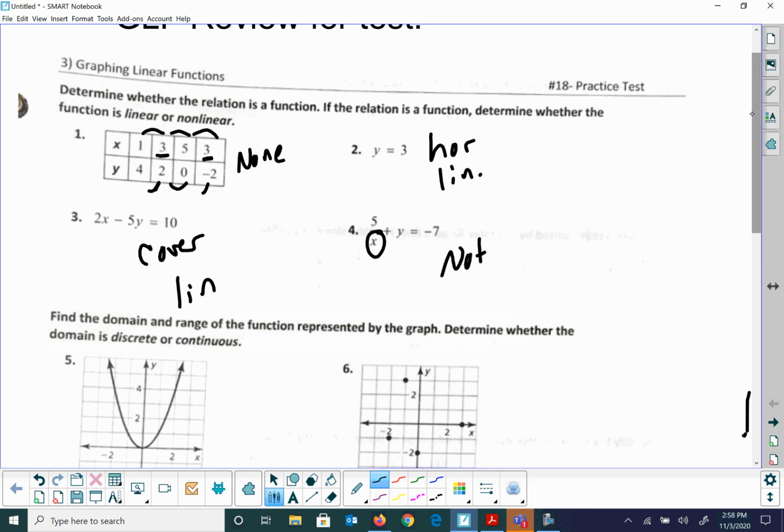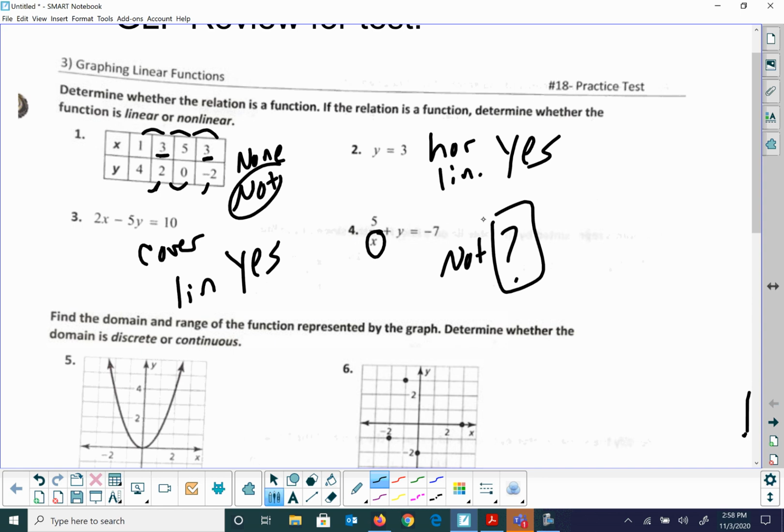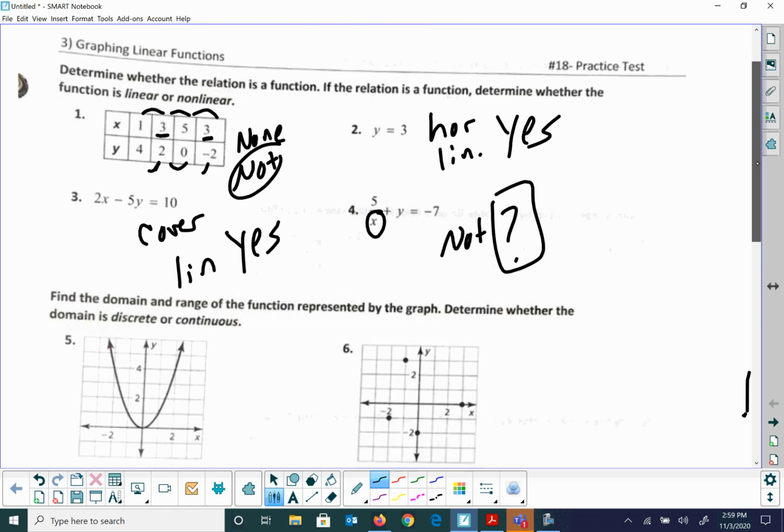And then determine, is the relation a function? This is not a function because the 3 is repeated. This is a function. This is a function. And this is not a function because of that. Well, I would not test you on that one. I think that we can say that it's a function, but we just don't. I'm not going to force you to know that.